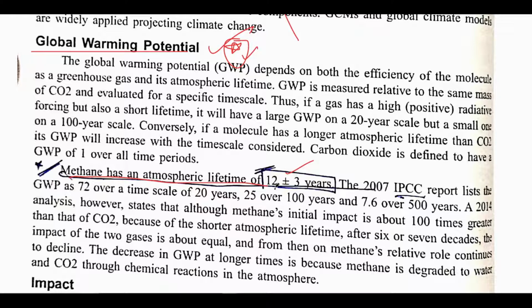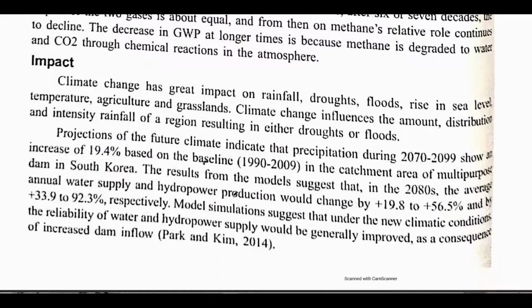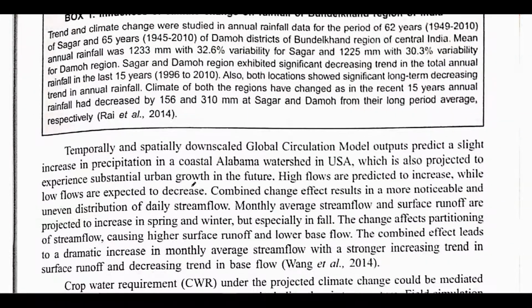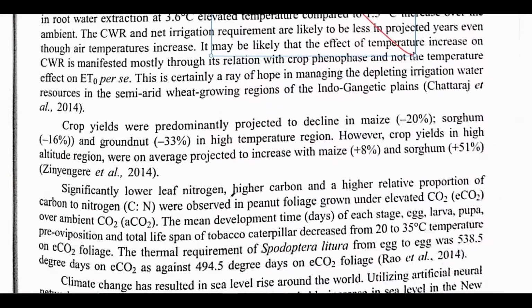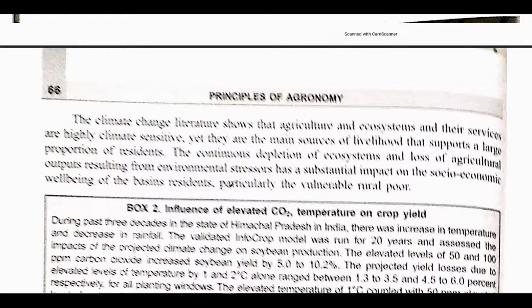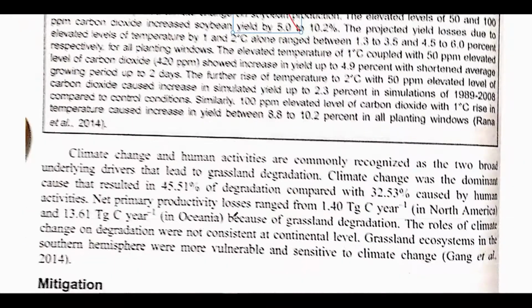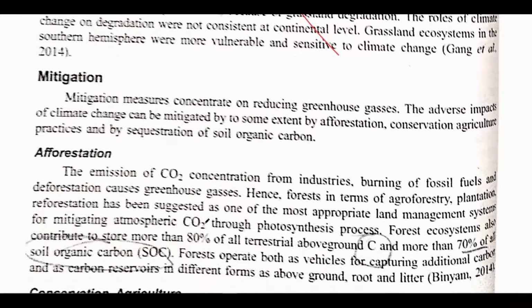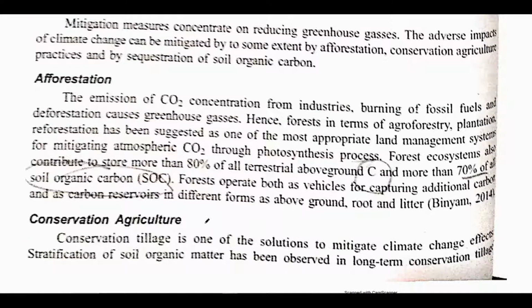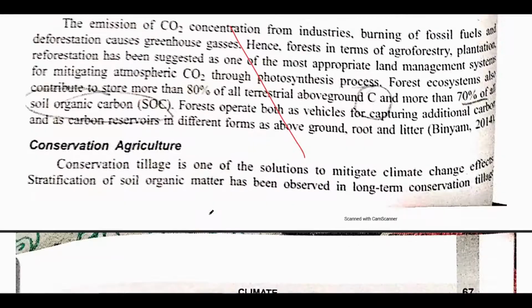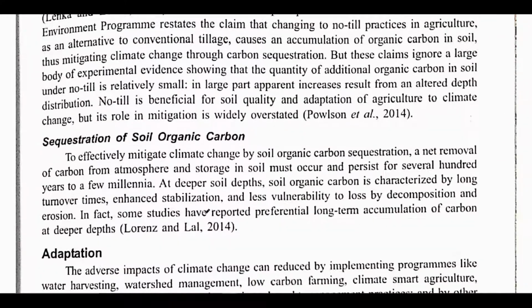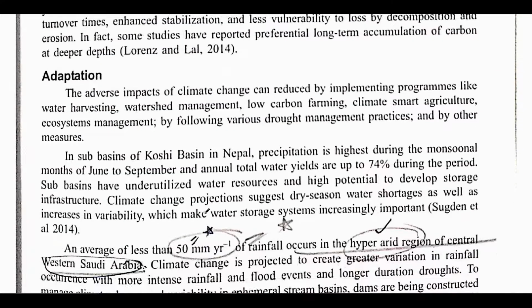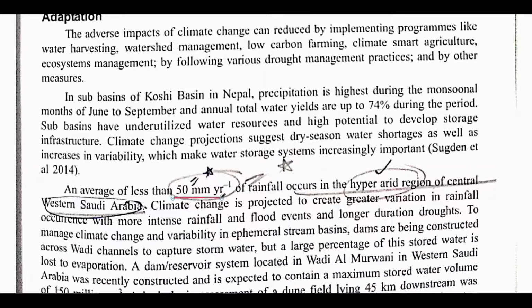The only important line is that methane has an atmospheric life of about 12 plus or minus 3 years. Now the impact, this is also not important. Nothing is important from this part. This is again repeating the previous page only. Sequestration of soil carbon is also not important. Adaptation is also not important.